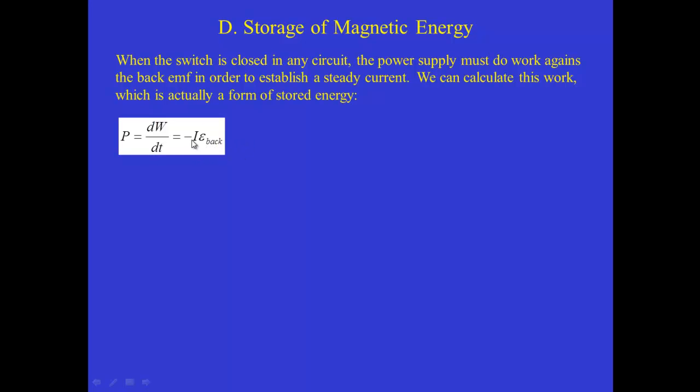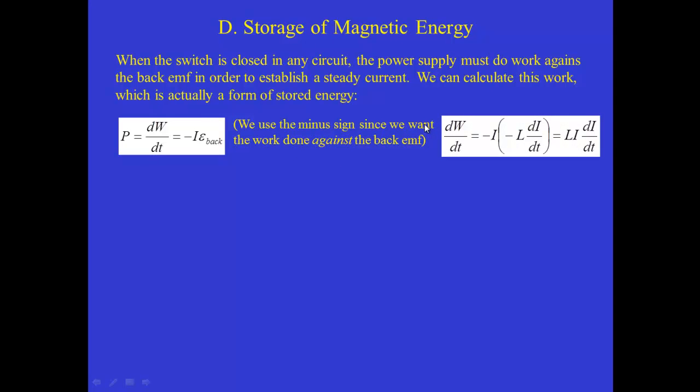And the reason for the minus sign is, if we just had I times E for the back EMF, that would be the power that the back EMF produces. Here we want to work against that. We want to overcome that by using the power supply. And so the power supply is doing the work against the back EMF.